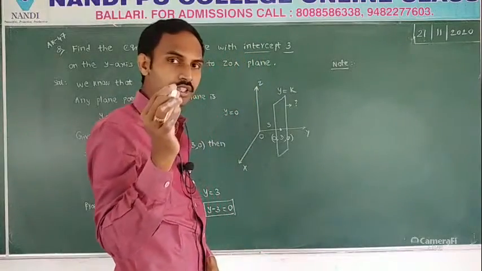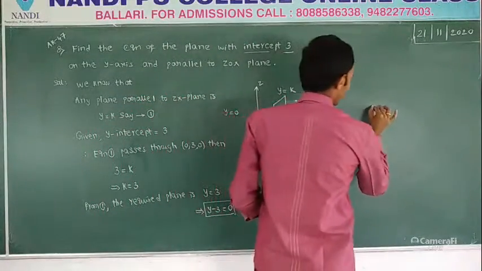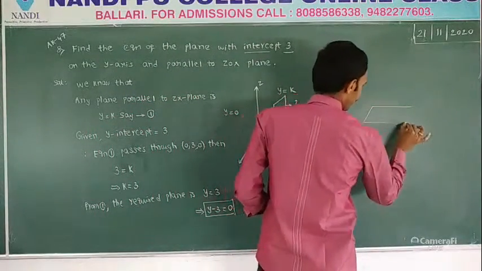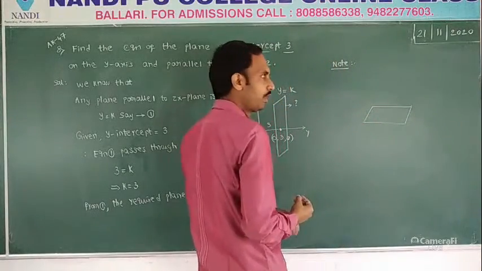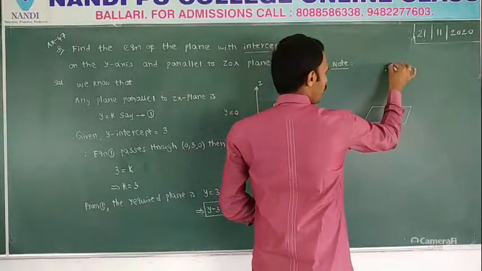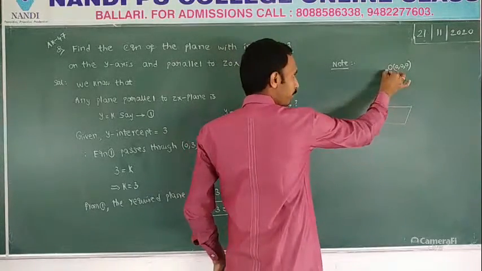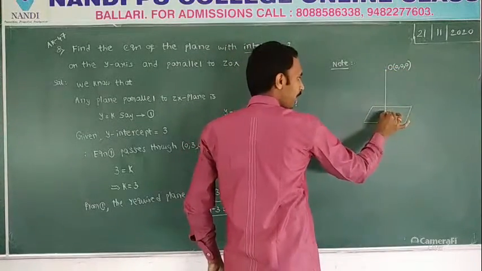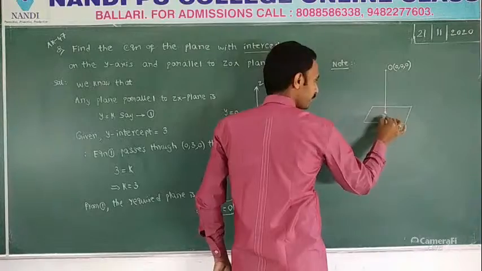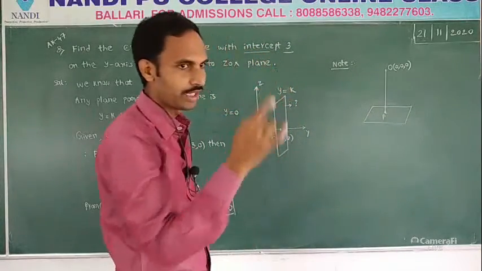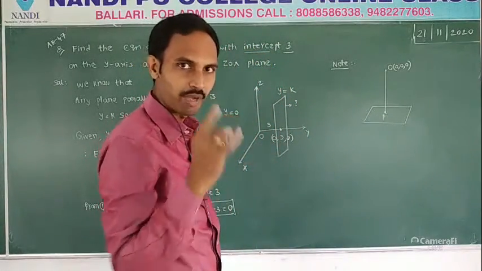Suppose let us consider a plane. This is the origin O (0, 0, 0). From the origin, a perpendicular is drawn. It meets the given plane at the point P.